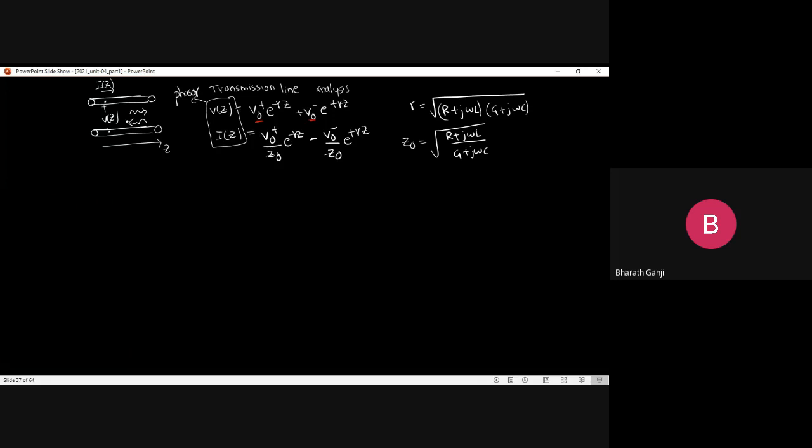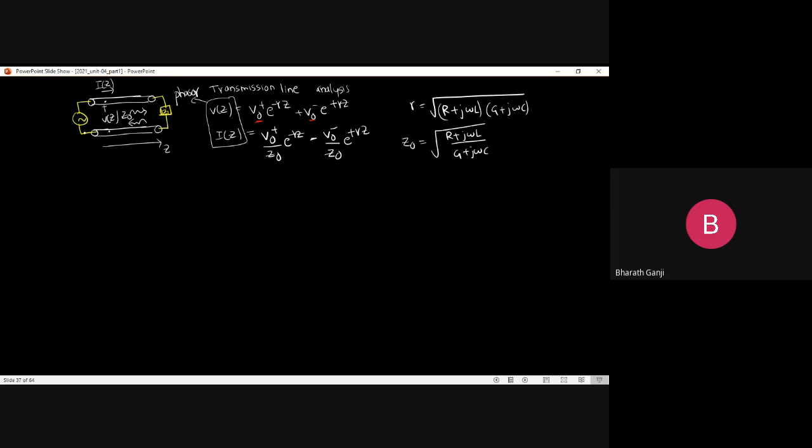So what is a boundary? Here you can see the wave is traveling on a line with a characteristic impedance of Z naught. Definitely you can have two kinds of boundaries, and we had seen that one boundary is the load and another boundary is the generator. Okay, so what have we done?